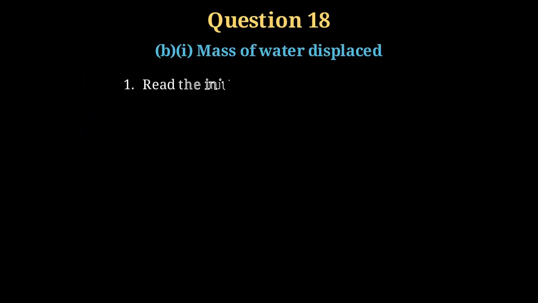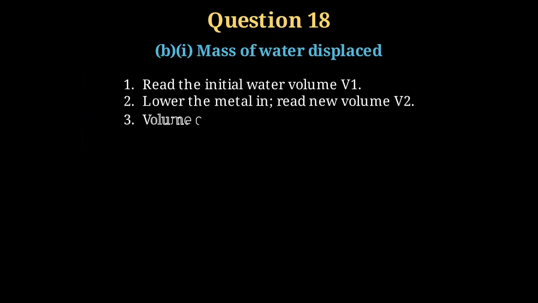Part B. 1. To find the mass of water displaced, read the initial volume, V1, in the measuring cylinder, lower the metal in on the thread, and read the new volume, V2. The volume displaced is V2 minus V1, and the mass is the density of water times that volume displaced.